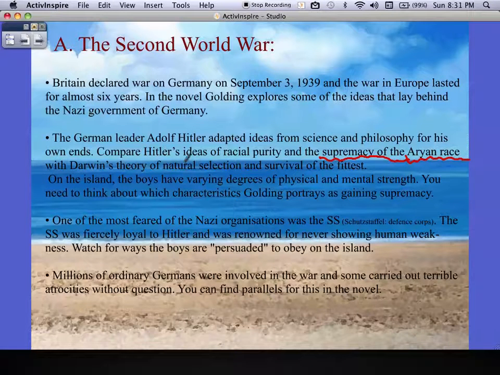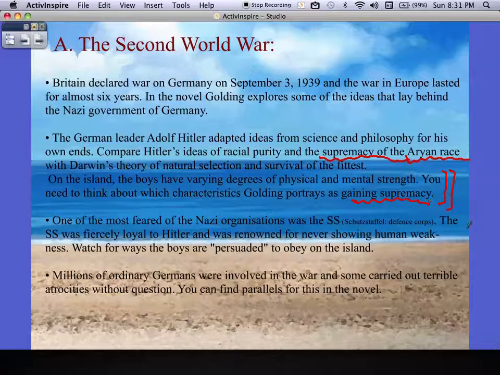This idea of Darwin's theory of survival of the fittest and how Hitler had taken that and had convinced an entire nation of people to believe in it. All of this is just being made public. Look at how the boys survive on the island. Look at how they decide who becomes the leaders, how they decide who takes sides, and think about that as you read the novel.